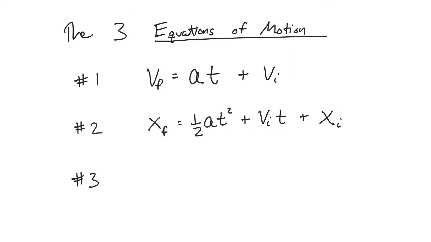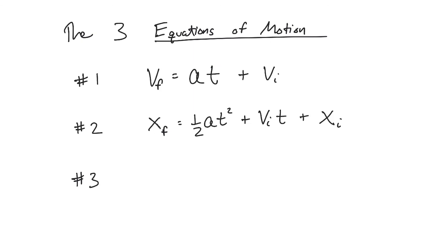All right, so here they are. We'll get to the third in a second. The first one we've seen before. It just allows you to predict your final velocity if you know some initial velocity and some acceleration value in the clock reading, or the amount of time you allow to elapse on the clock.